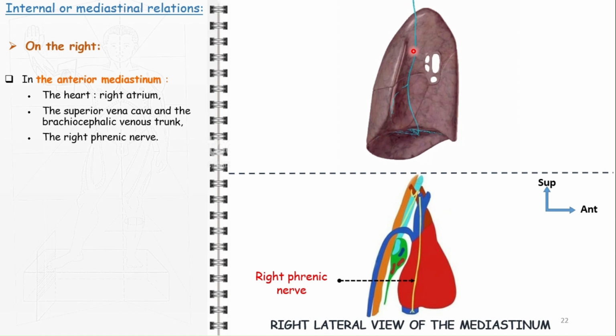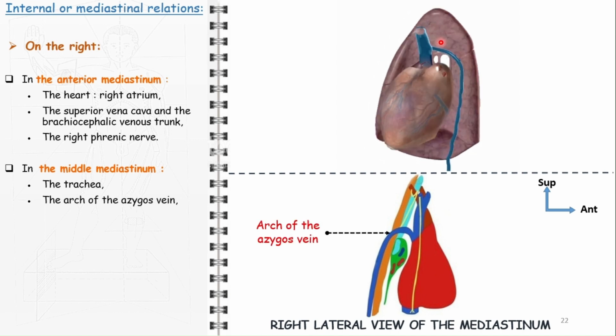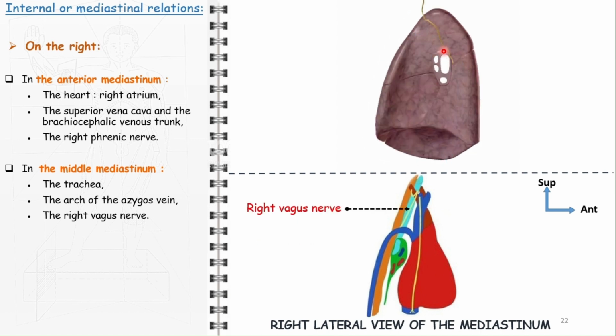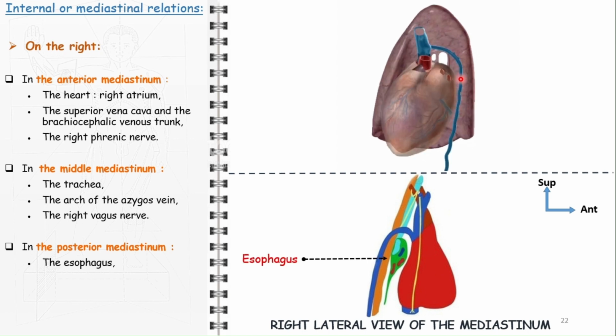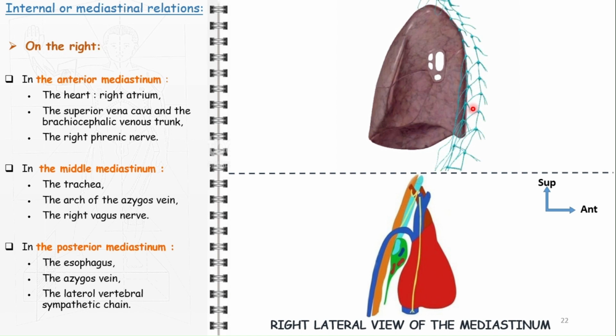The components of the middle mediastinum, above the hilum, with the trachea, the arch of the azygous vein, and the right vagus nerve. And the components of the posterior mediastinum, with the esophagus, the azygous vein, and the lateral vertebral sympathetic chain.